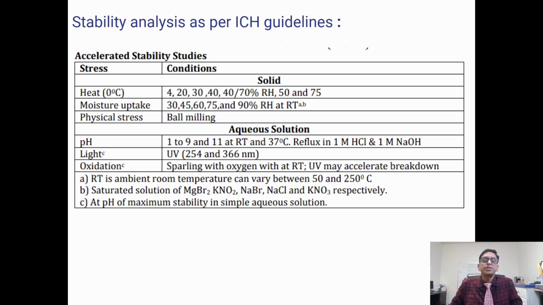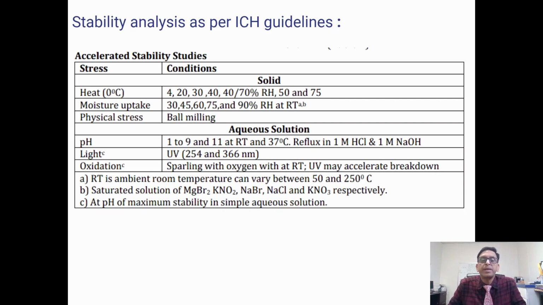Similarly, for aqueous solution, pH 1 to 9 and 11 at room temperature and 37 degrees centigrade, the body temperature. So here we are going to understand how pH from 1 to 9 with different temperature conditions influences the instability or stability pathway of the drug substance. And reflux in 1 molar hydrochloric acid and 1 molar sodium hydroxide. Similarly, light, it could be UV 254 or 366.